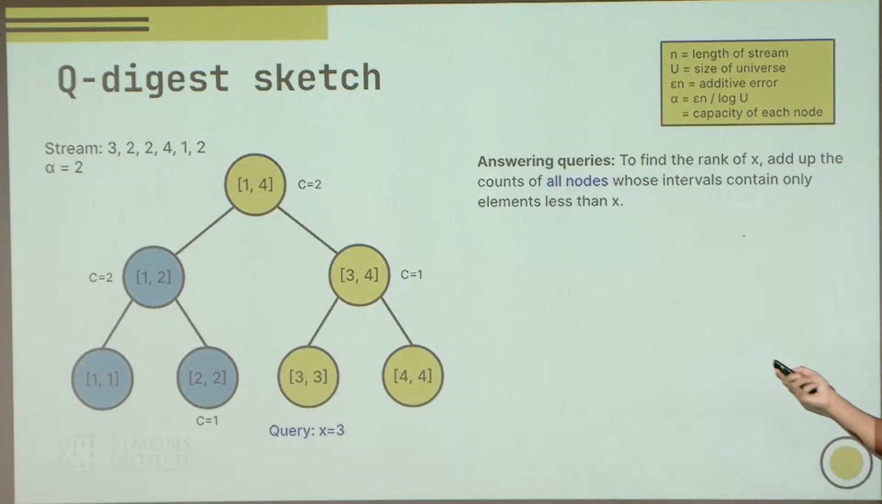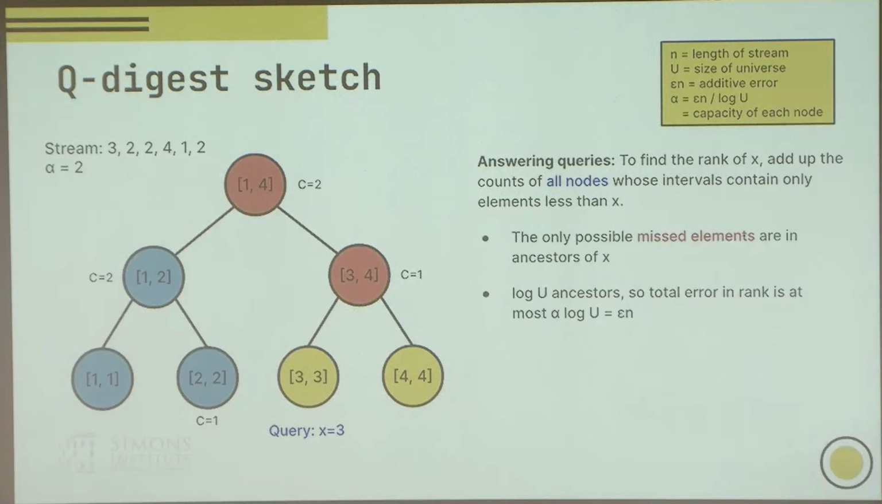Right, so I've marked them in blue here. We'll add up the weights of everything in blue. And you'll see that if you add up 1 plus 2, we get a count of 3. What we wanted was a count of 4. So, right, which elements might we have missed in this count?